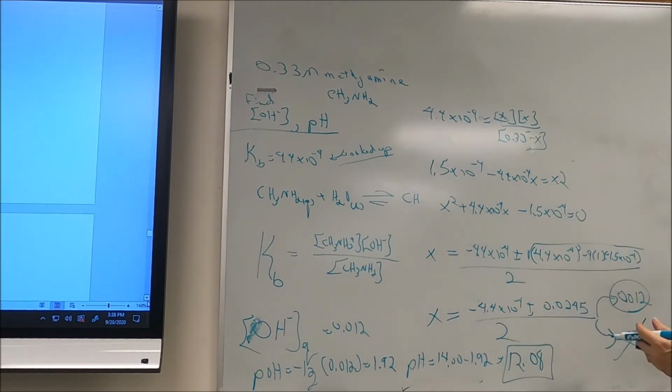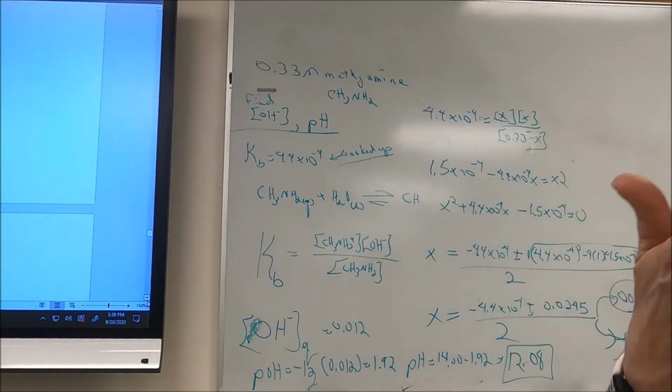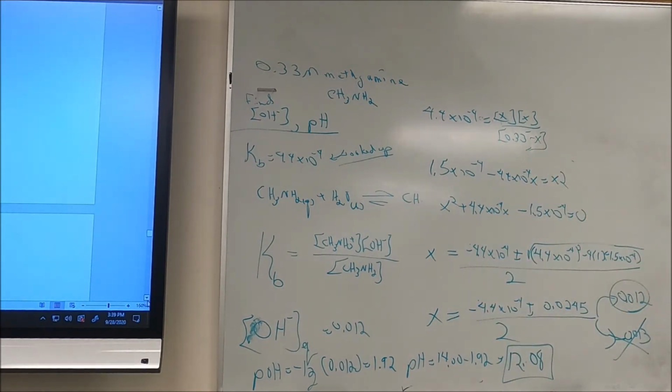Now, on the exam, I could ask you what concentrations of everything are at equilibrium. You just take your X back to your ICE chart and you can do it. Okay? So there's an example of going from pH to the Kb, and going from Kb to a pH.